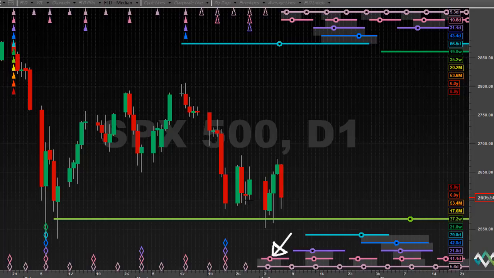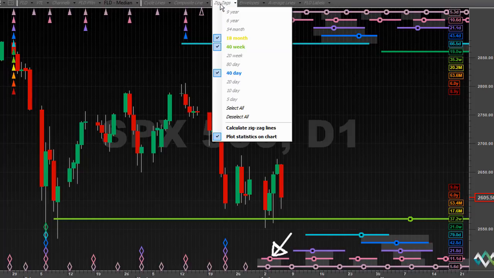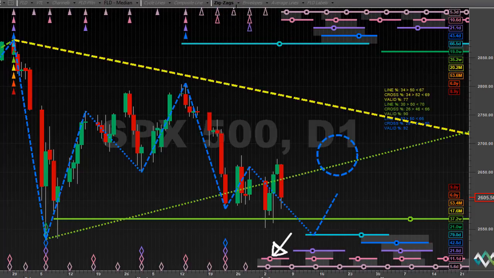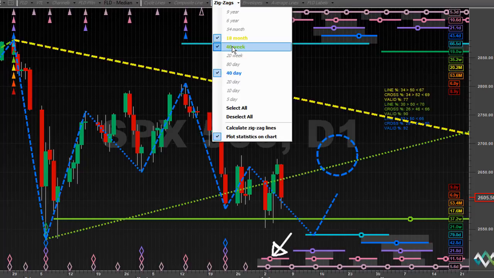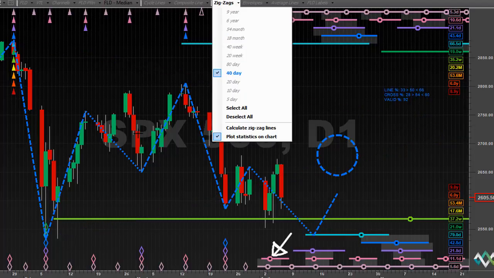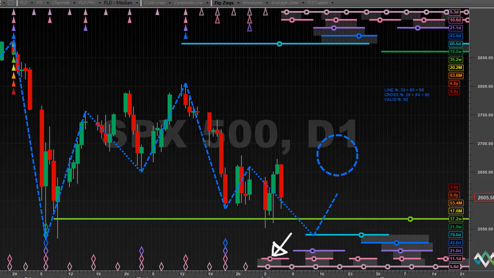Question number 3 had to do with zigzags and how the zigzags calculate price levels. So let's just display some zigzags here. And let me just display the 40-day zigzag, and I can explain how the zigzags do actually generate price levels.